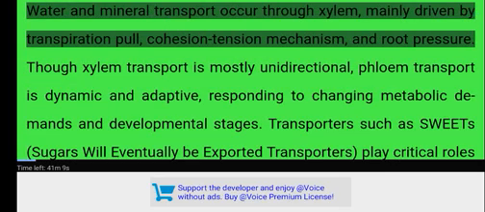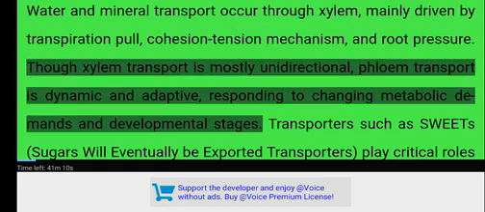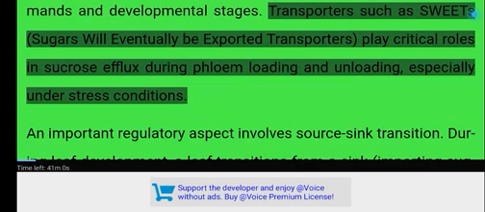Water and mineral transport occur through xylem, mainly driven by transpiration pull, cohesion-tension mechanism, and root pressure. Though xylem transport is mostly unidirectional, phloem transport is dynamic and adaptive, responding to changing metabolic demands and developmental stages. Transporters such as SWEETs, sugars will eventually be exported. Transporters play critical roles in sucrose efflux during phloem loading and unloading, especially under stress conditions.